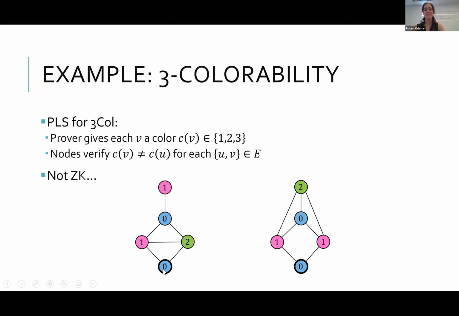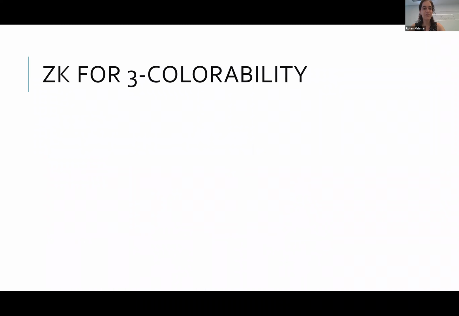So if node 0 really just looks at the colors of its neighbors in order to check whether the coloring is proper, then you've learned stuff about the network that you were not supposed to learn. You have two neighbors, you're not supposed to learn whether they have an edge between them or not, but you are able to extract this information. So we'd like to avoid that. We'd like to somehow design a mechanism where nodes can verify that they did get a proper coloring, but without learning the colors of their neighbors. So here's how you can do that.